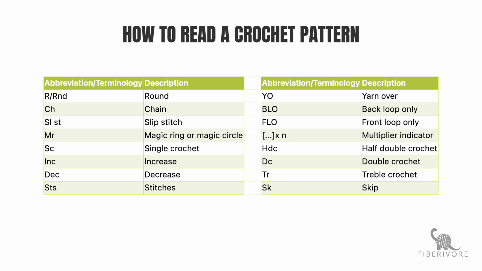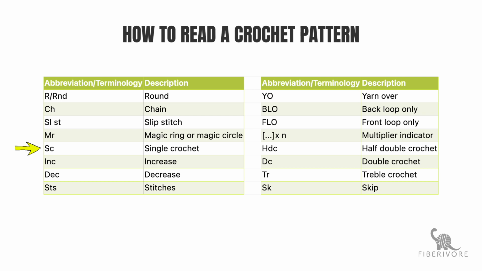Here are some of the most commonly used abbreviations in crochet patterns. R or R&D stands for round, which refers to a complete set of stitches worked in a circular pattern. CH stands for chain. SLST stands for slip stitch. MR stands for magic ring or magic circle. The magic ring or magic circle is a technique used in crochet to create a tightly closed center when starting a project worked in rounds. It is often used in amigurumi and other similar projects.